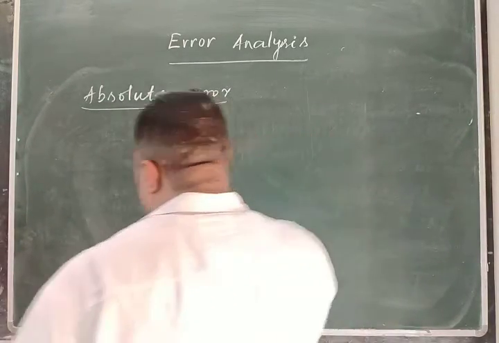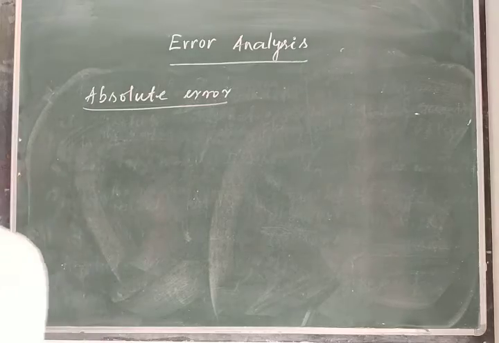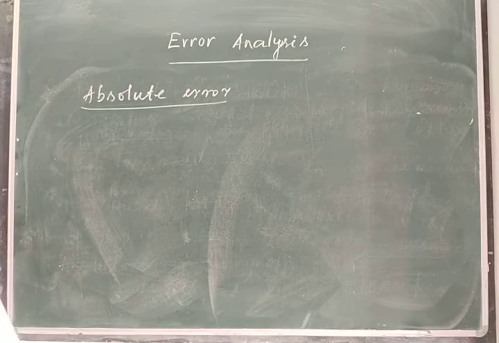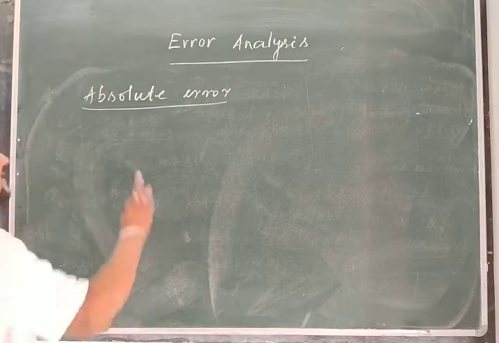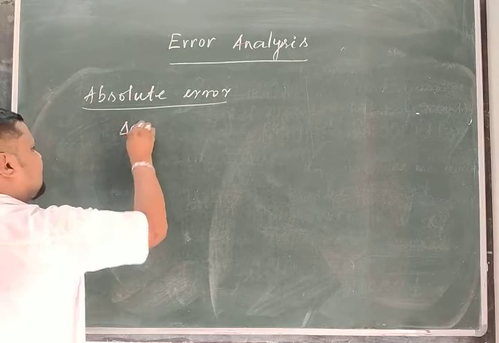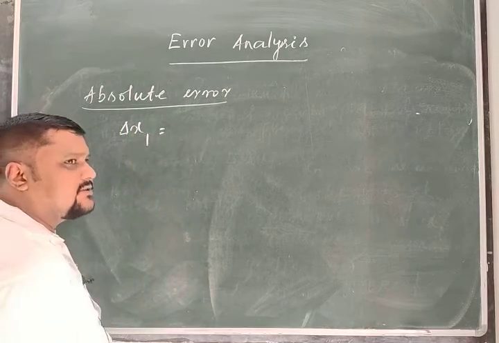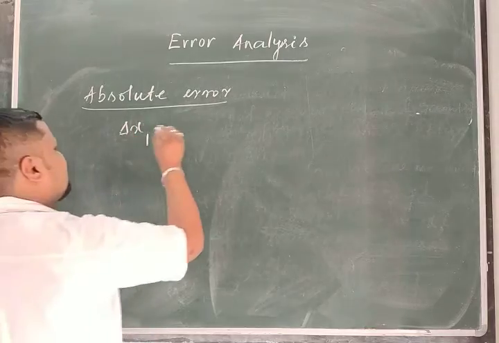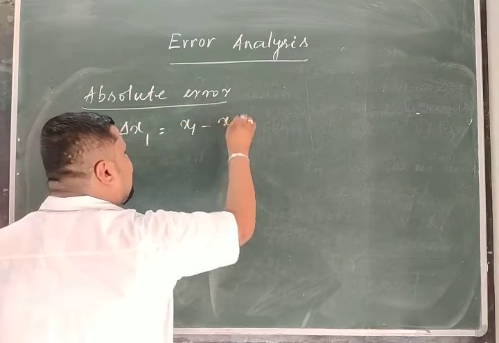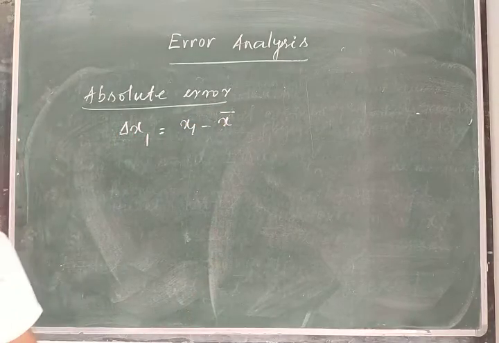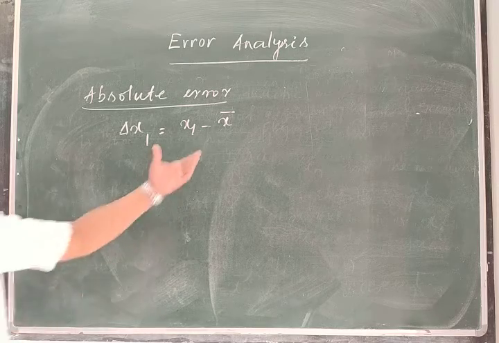the observed values are the first observation x1, x2, x3, xn, and the true value is x bar. So, if I find the absolute error in the first observation, let that be delta x1. So the absolute error in the first, delta x1, is equal to x1 minus x bar. This may be positive or negative.